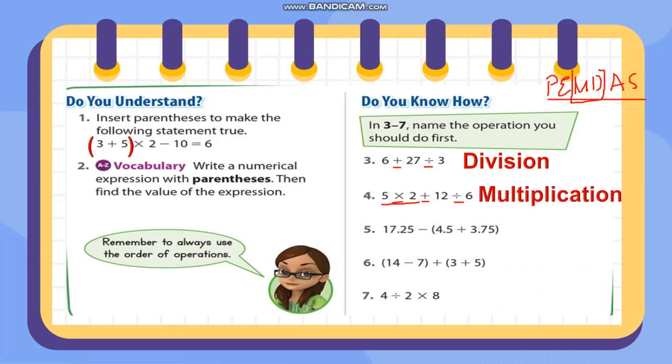Another example, 17.25 minus 4.5 plus 3.75. And there is an open and closed parenthesis. So based on the given, we need to solve first or evaluate first what's inside the parenthesis. So we have the parenthesis here. And what's inside the parenthesis? That is addition. That's why the operation that you need to do first is addition.